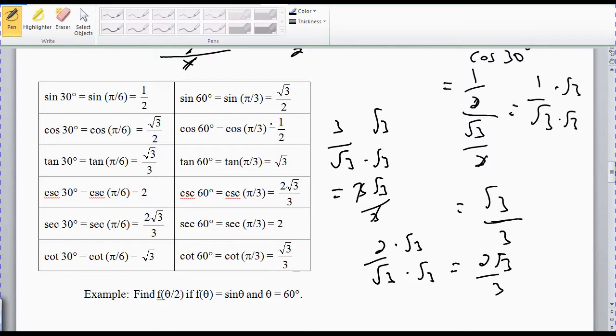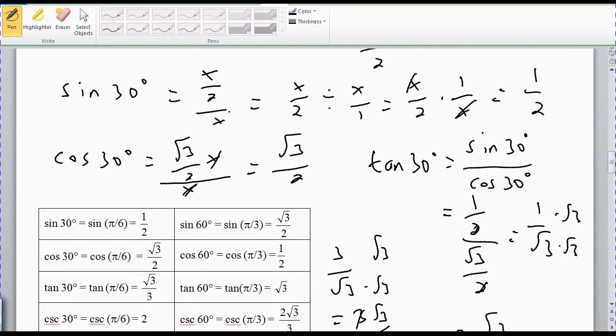Once you have all of this, you have all of this. Sine of 30, same as cosine of 60. Cosine of 30, same as sine of 60. Tangent of 30, same as cotangent of 60. Cosecant of 30 is the same as secant of 60. Secant of 30 is the same as cosecant of 60. Remember, cofunctions and complementary angles. I may have been saying supplementary. It's complementary. And then cotangent of 30 is equal to tangent of 60.